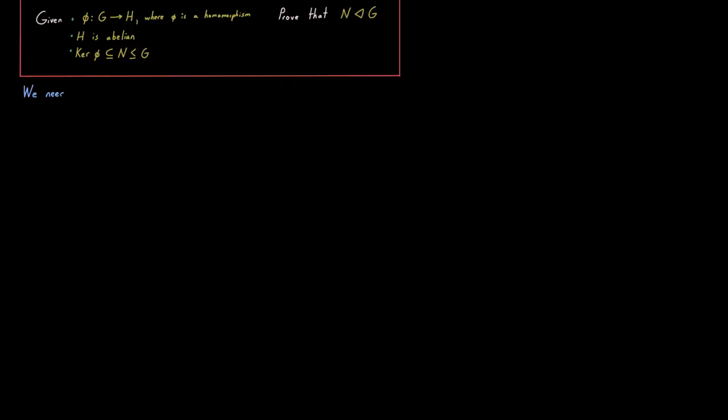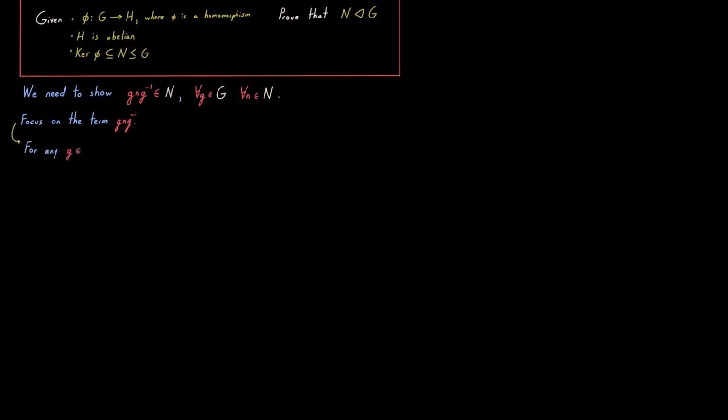And now here is one way we can go about doing that. First, recall that showing normality of N in G is exactly the same thing as showing that for any choice of lowercase g and lowercase n, which I'll just call g and n from now on, g n g inverse will always be a member of capital N, again for all g in G and all n in N.